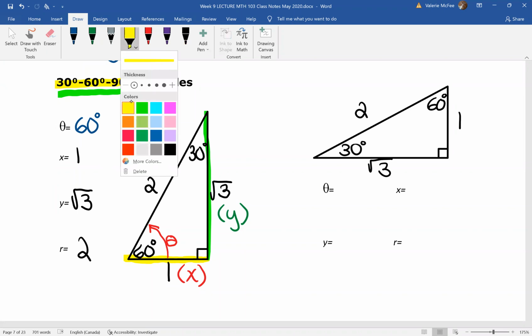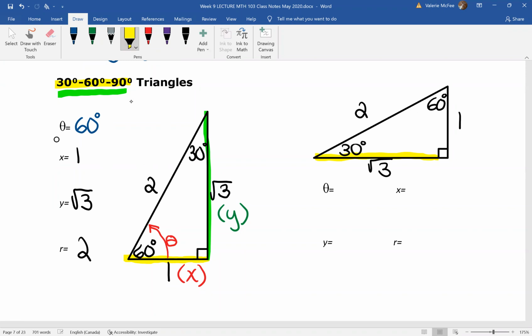Remember that we always measure our theta from the horizontal. So this time, theta is going to be 30 degrees. We see that x is the square root of 3. We see that our vertical side that corresponds to y is equal to 1, and r is still 2. We're going to use these triangles to help us evaluate sine, cosine, and tangent of 60 degrees and 30 degrees.